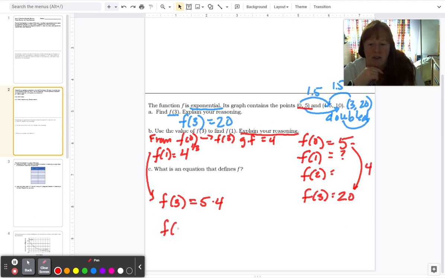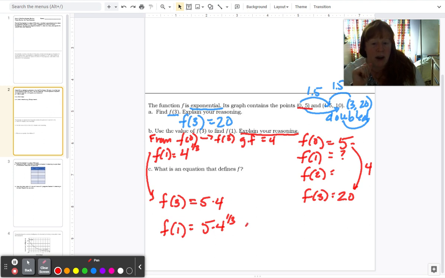So to find out f of 1, I only want 1/3 of that growth factor. But the 1/3 is the exponent of that because it's exponential. So that's what this is going to equal.